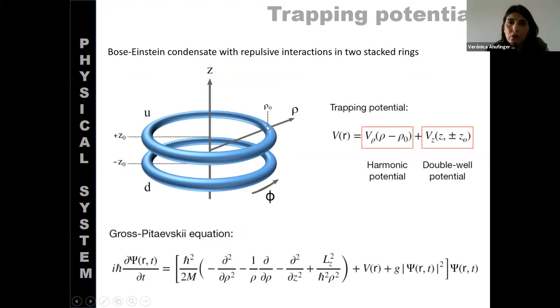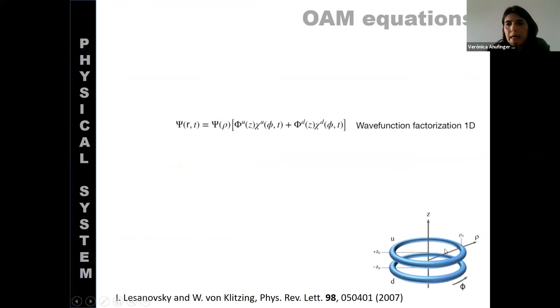Let me just introduce the notation that I will use during the talk. I will use the letter U to indicate the upper ring and the letter D to indicate the down ring. Here, phi will be just the azimuthal coordinate. So if we consider that the two rings are weakly coupled, and also that the potentials are steep enough so that the only excitations of the Bose-Einstein condensate are azimuthal excitations, one can factorize the wave function in the following form.